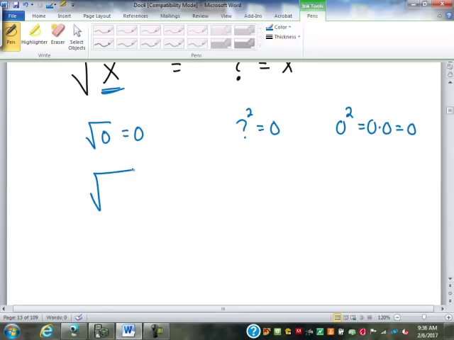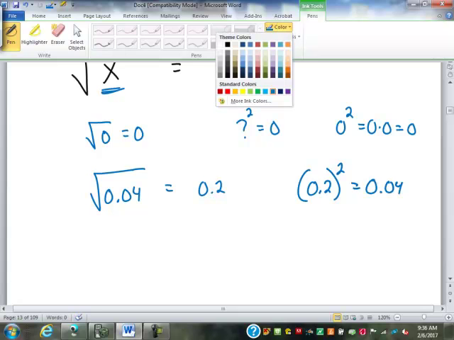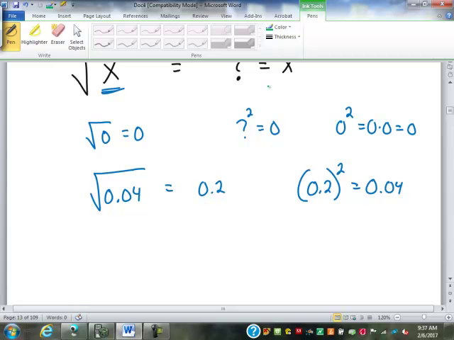Can I do the square root of 0.04? That's just 0.2. Okay. 0.2 squared is 0.04. So that works. So what can't I put in for x? Square root of 1. What's 1 squared? 1.